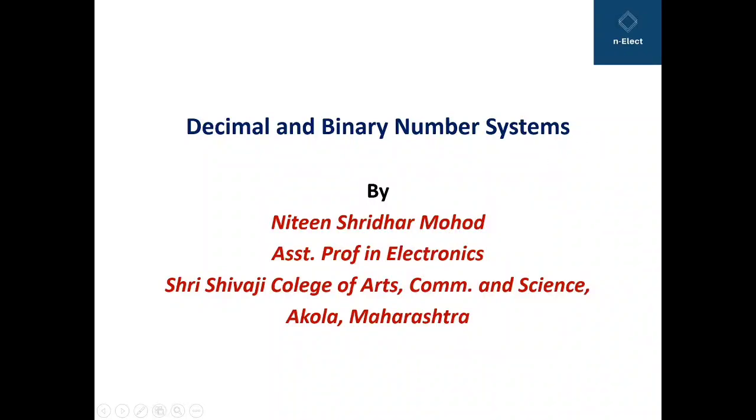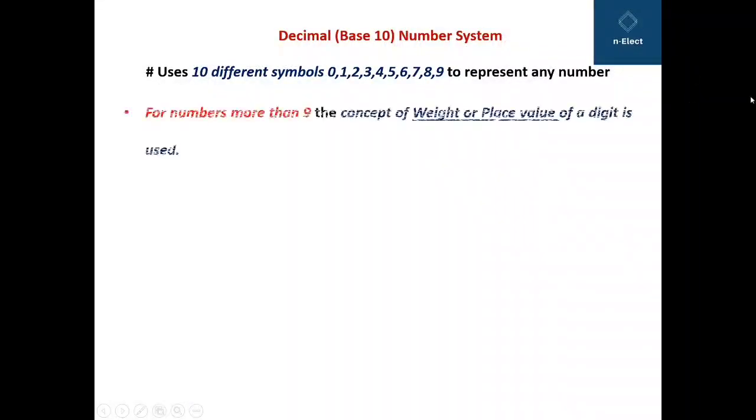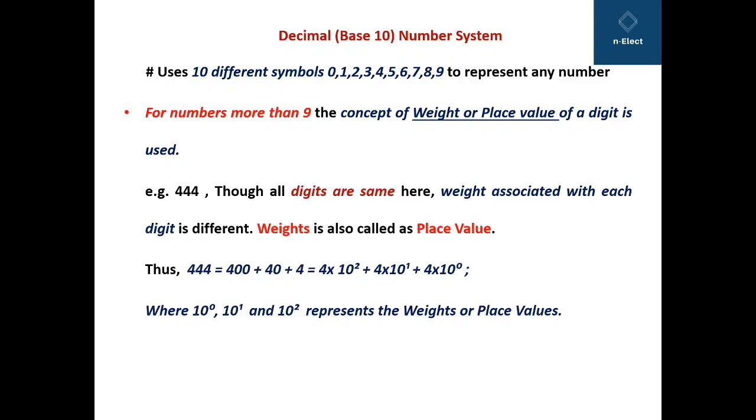As we can see from our childhood, we are using the number system which is a decimal number system. Here in the decimal number system, we are using 10 different symbols 0, 1, 2, 3, 4, 5, 6, 7, 8 and 9 to represent any number, and that's why it's called base 10 number system or decimal number system. For numbers more than 9, the concept of weight or place value of a digit is used. We will see it through an example.